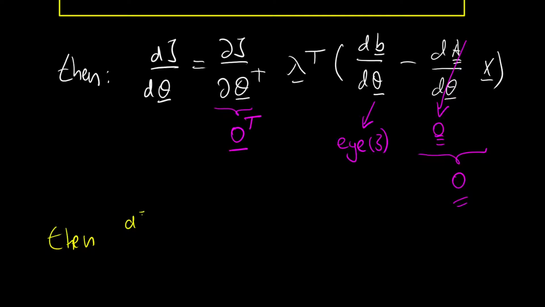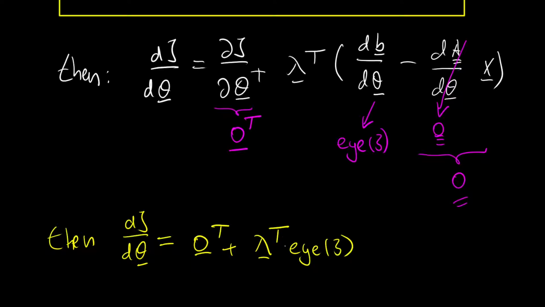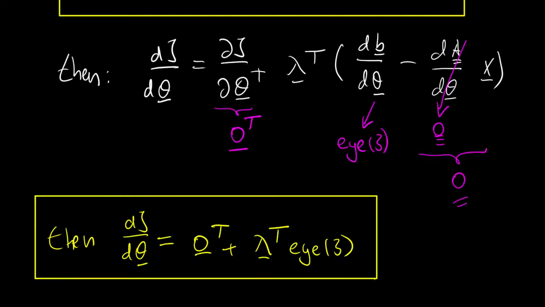So we say then dJ by d theta is 0 transpose plus lambda transpose. And here we have the identity matrix. And of course, if you multiply something with the identity matrix, you could have also just not multiplied it with that, but we will keep it here in order to fulfill at least this derivative. Let me also put this into brackets. And with this, we are done with the theoretical part. And now let's start with the coding.